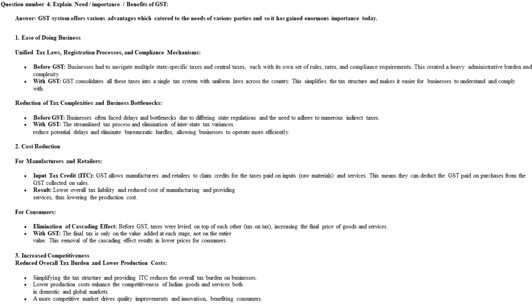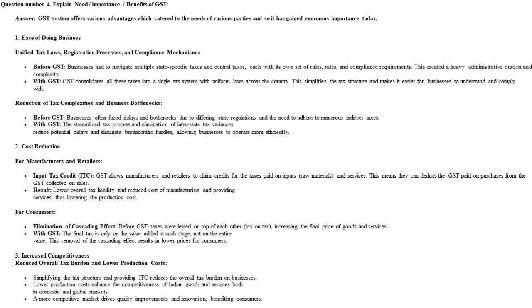2. Cost reduction. For manufacturers and retailers, input tax credit, ITC: GST allows manufacturers and retailers to claim credits for the taxes paid on inputs, raw materials, and services. This means they can deduct the GST paid on purchases from the GST collected on sales. Result: lower overall tax liability and reduced cost of manufacturing and providing services, thus lowering the production cost.